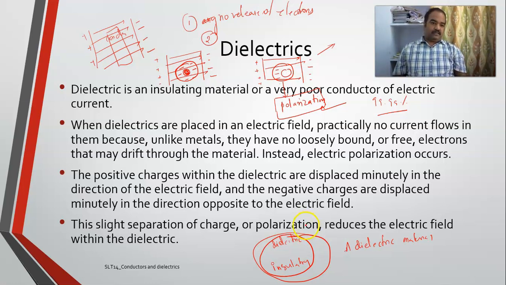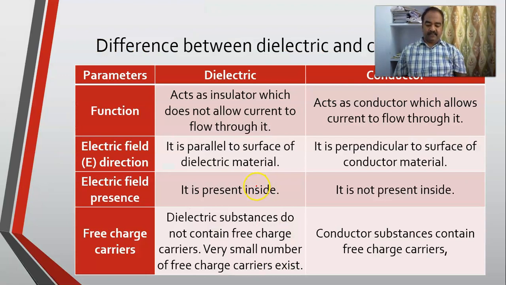But since most of the insulating materials are dielectric materials, when we talk about electrical engineering, we discuss dielectric materials only. Okay, so this is the concept of polarization. Now the major difference between a dielectric and a conductor is that a dielectric is basically an insulator, so it won't allow the current to flow through it, whereas a conductor allows the current to flow through it.